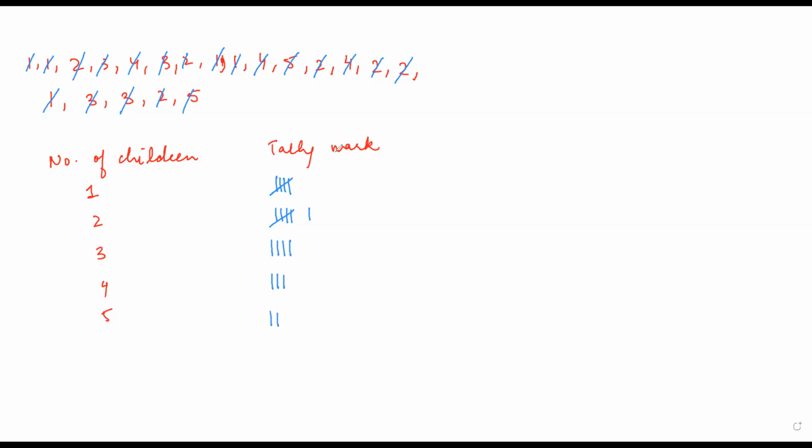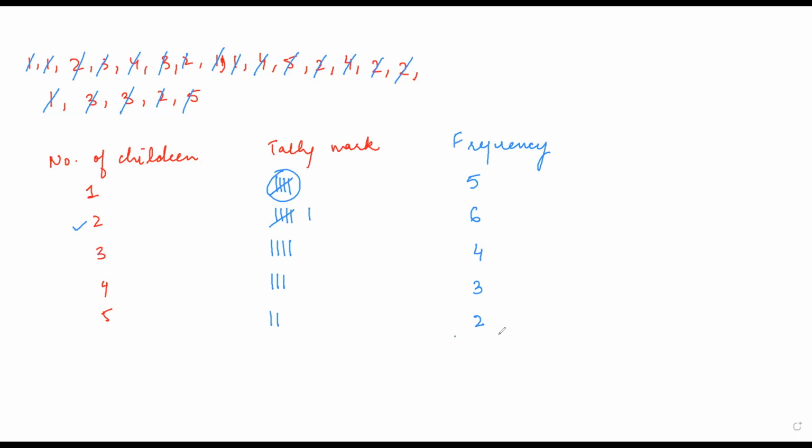So then the next column is frequency. Frequency means how many times it is happening. So one child is happening in how many families? 5 families. Understand? This is counted as 5, right? 5 plus 1, 6. So in 6 families, the number of children is 2. Now 4 families, the number of children is 3. In 3 families, the number of children is 4. And in 2 families, the number of children is 5.